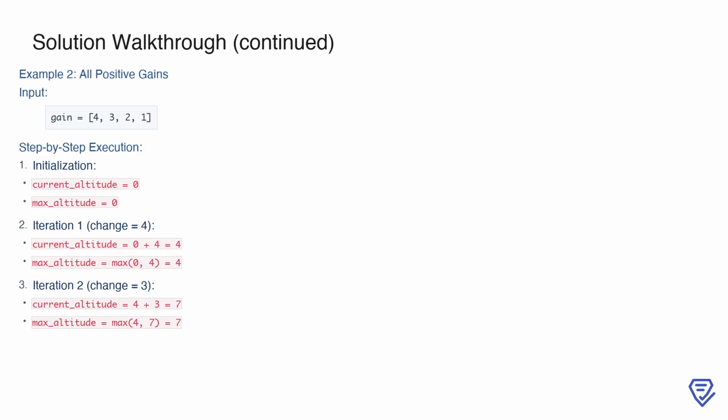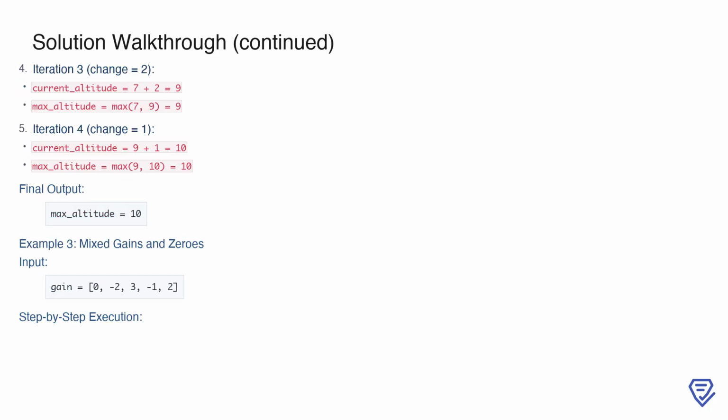In the second iteration, the change is 3. Adding this to the current altitude of 4 results in 7, and the max_altitude updates to 7, which is the maximum of 4 and 7. Let's continue calculating the remaining iterations.